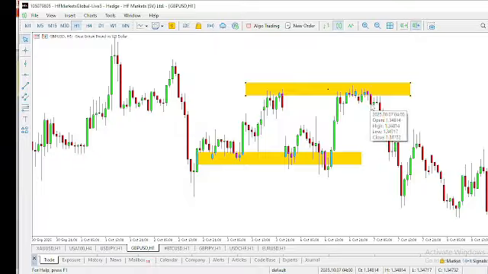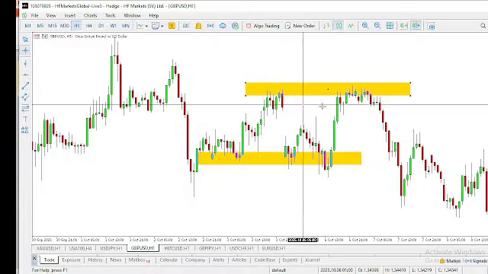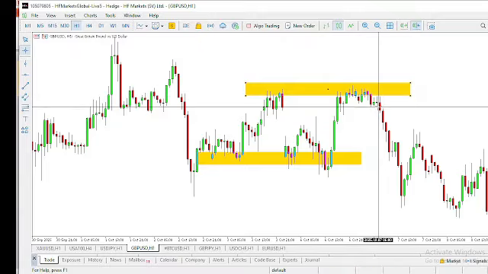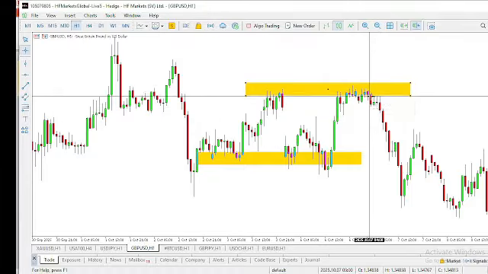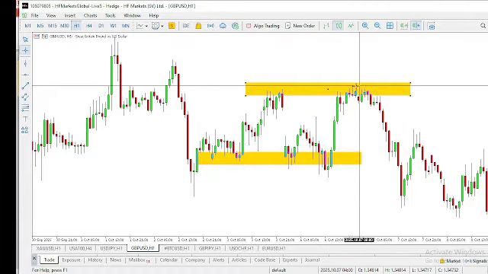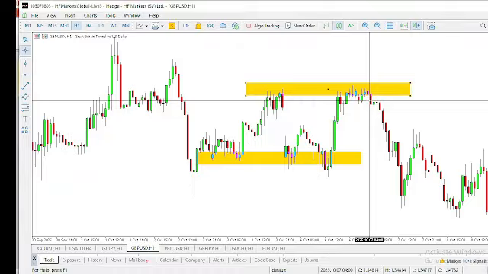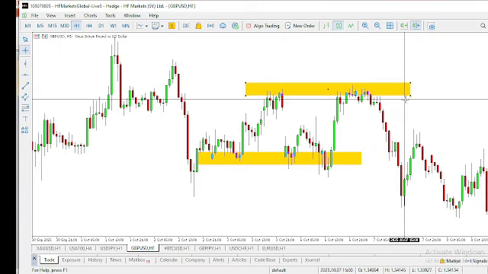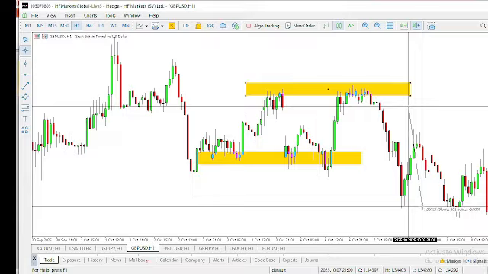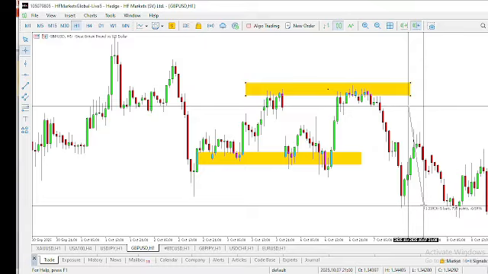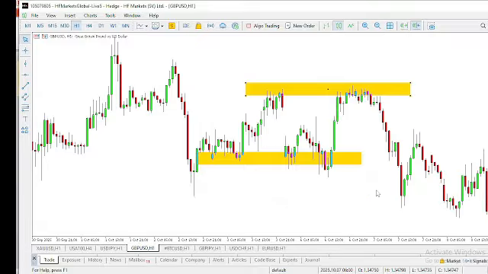For example, as a conservative trader, I'll be selling at the close of this candle. Immediately this candle is formed, I make a sell. Or after this doji is formed, just come down a little bit, put a sell pending order, and then you take your sell. And see by how much this price came down. Price came down by 80 pips.